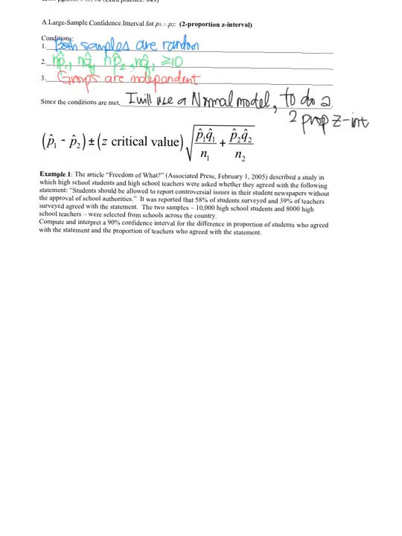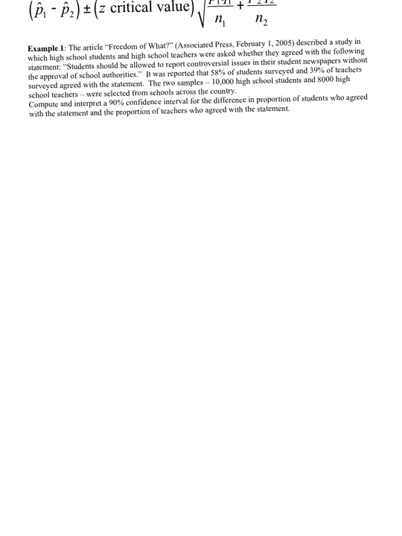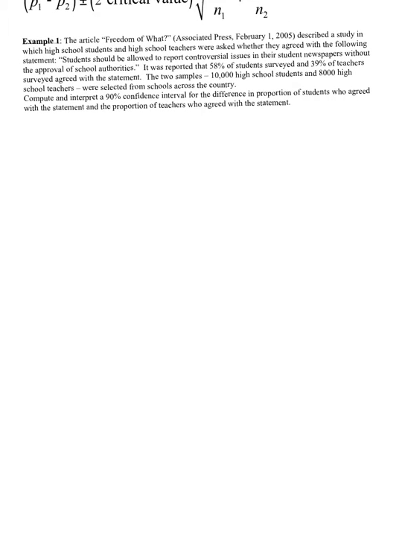All right, so let's go ahead and try this first example. It says, the article "Freedom of What?" described a study in which high school students and high school teachers were asked whether they agreed with the following statement: students should be allowed to report controversial issues in their student newspapers without the approval of school authorities. It was reported that 58% of students surveyed and 39% of teachers surveyed agreed with the statement. The 2 samples, 10,000 high school students and 8,000 high school teachers, were selected from schools across the country. Compute and interpret a 90% confidence interval for the difference in proportion of students who agreed with the statement and the proportion of teachers who agreed with that statement.